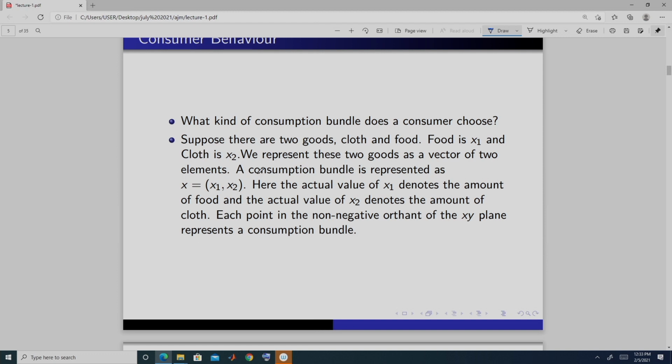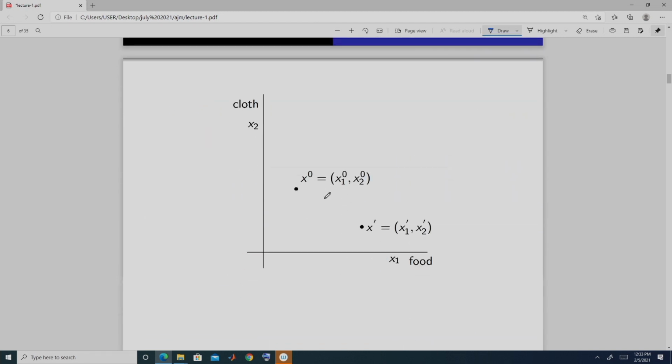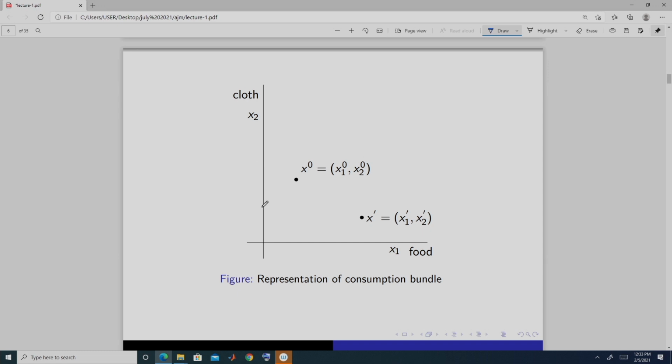Okay. So any consumption bundle is represented as a point in the xy plane, in the positive orthant of that plane, or you can say non-negative to be very specific. So it is like this. We take on this vertical axis good 2, and on this horizontal axis good 1, and each point in this orthant gives us one consumption bundle. Like this point x0, this height is this much amount of good 2 and this is this much amount of good 1.